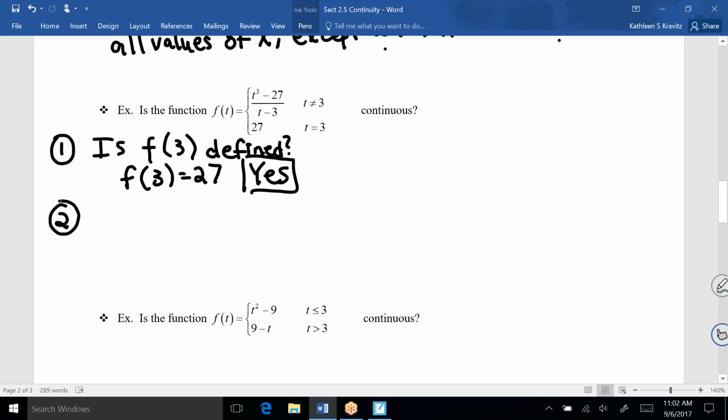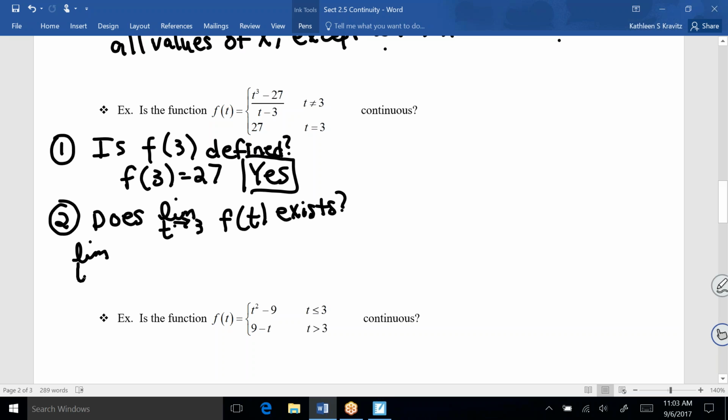All right, second test, we have to find out if the limit as t goes to 3 of f of t exists. That limit as t goes to 3 has to exist according to the continuity test that we had up above. So let's check that limit. We have the limit as t goes to 3 of t cubed minus 27 divided by t minus 3.